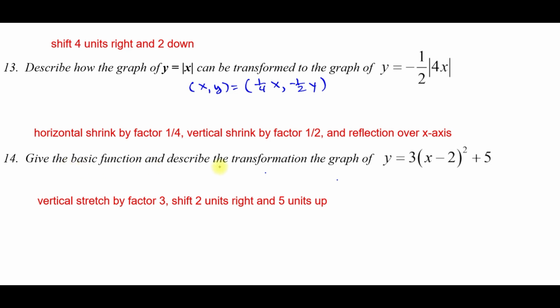On this last one here, if we want to take a look at the mapping rule, inside the parentheses is my basic function. So the only thing that's happening horizontally is that we have x minus 2, and we're going to do the inverse operation, change that, so that becomes x plus 2. And then we are going to multiply y by 3 and add 5. So we have a vertical stretch by a factor of 3. We're shifting 2 units to the right and 5 units up.